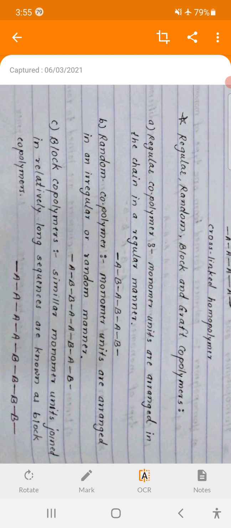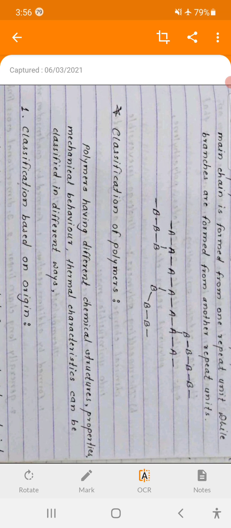Then block copolymers. In block copolymers, similar monomer units are joined in relatively long sequences that are known as blocks. That is here A, then B. Such four blocks, four monomer unit blocks. A single block is of four monomers. Such blocks are there, and the polymer chain is formed from such monomer blocks. Then that one is known as block copolymer.